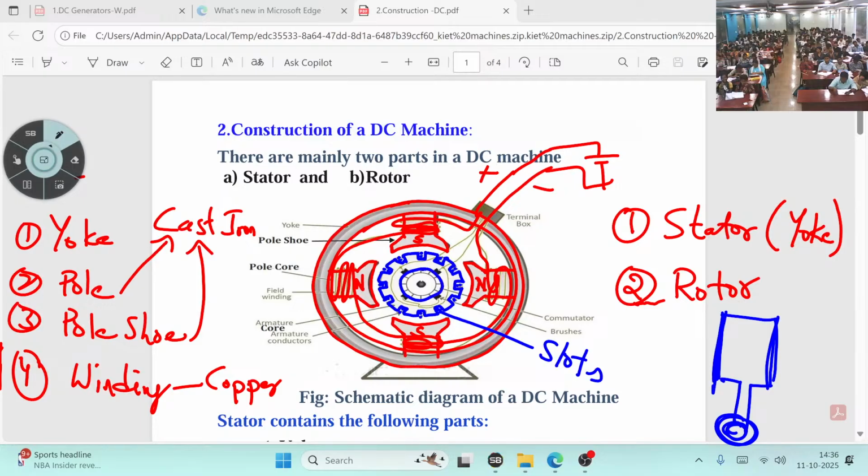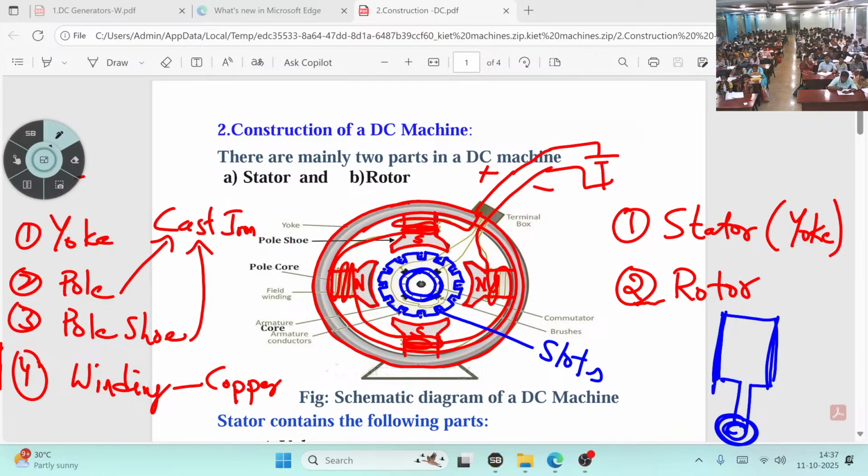The commutator is also housed on the rotor. If it is a rotor, here we have conductors, and the commutator is just beside these rotor conductors. I will show the diagram. So this is the commutator.